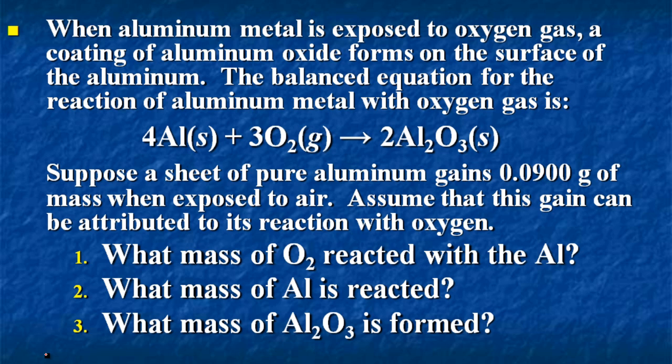So we have a sheet of aluminum. We don't know the mass of that. Doesn't matter. This sheet, we knew the mass before it was reacting. It is not given in the problem. Let's say we measured the mass before the reaction when it was pure aluminum. We let it react with oxygen, and we see that its mass has increased 0.09 grams.